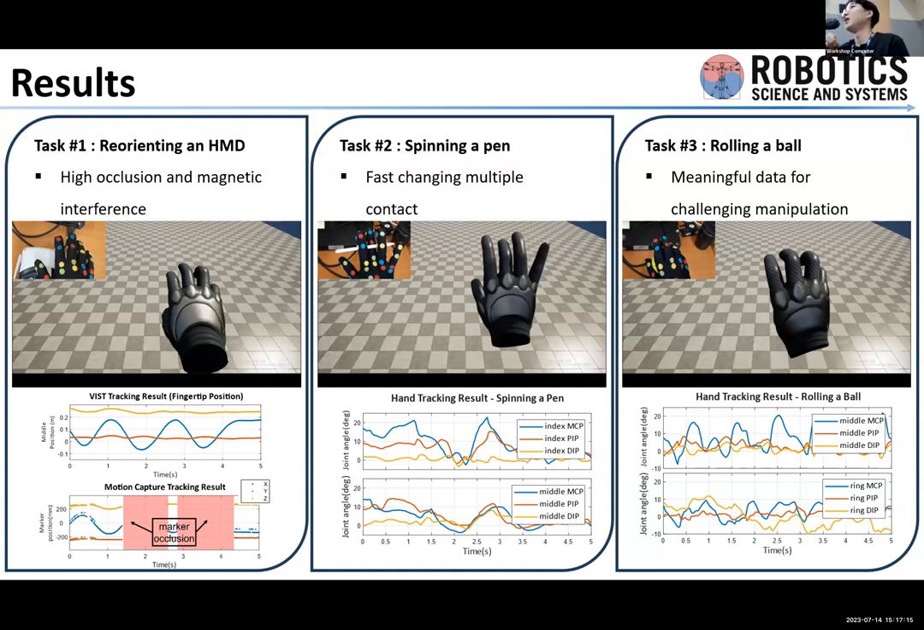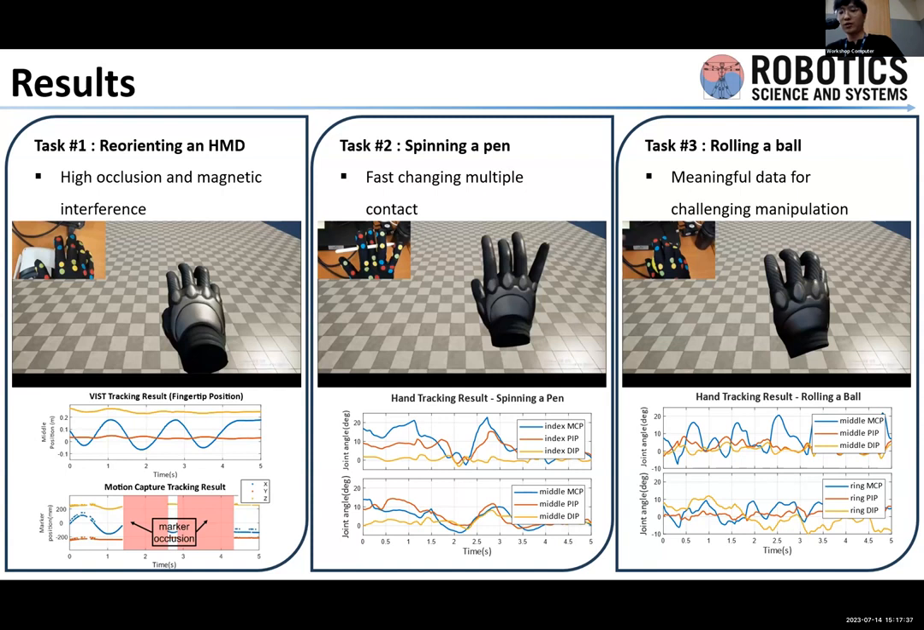I actually have the videos in my tablet, so if you're interested, you can always enjoy the poster session. The first task involves high occlusion and magnetic interference, which can be hard for IMU-based and vision-based systems, but our system can robustly tackle this task.